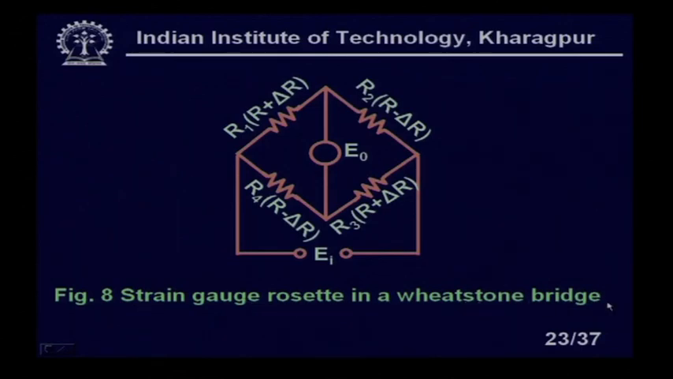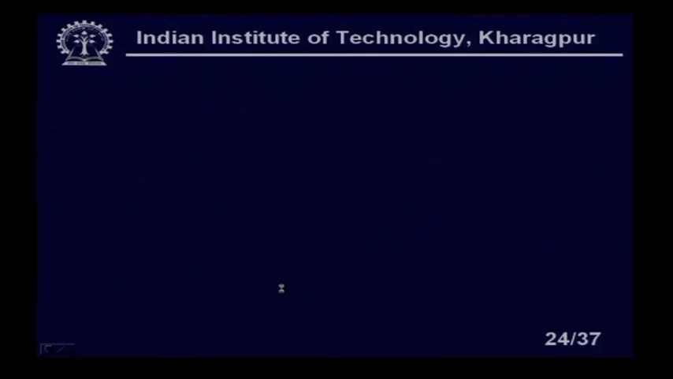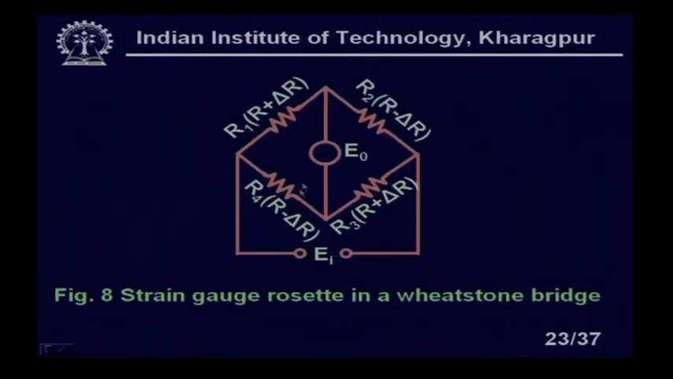So, the strain gauge rosette is connected in a Wheatstone bridge. Our output will be quite obvious. In the Wheatstone bridge, the tangential elements are in arms R1 and R3 and the radial elements are in R2 and R4, right. Radial elements are R2 and R4 and tangential elements are R1 and R3. R1, R3 is positive, right.